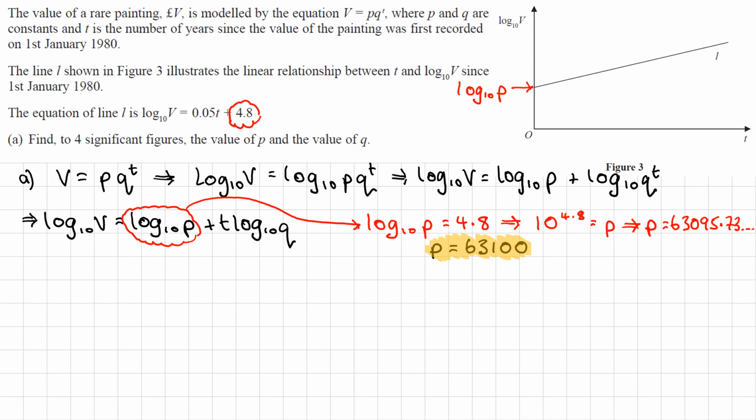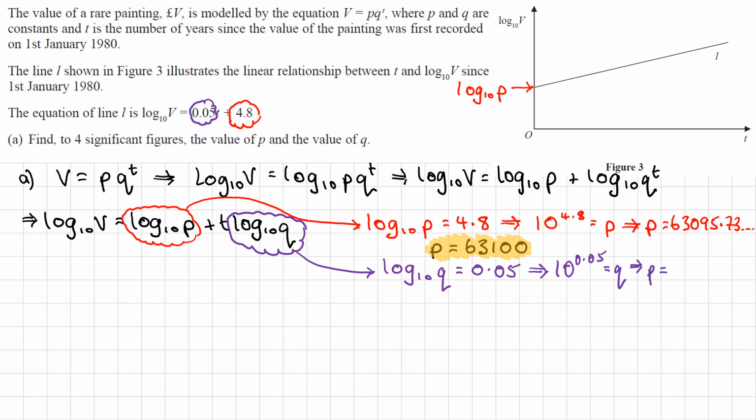We're now going to work out the value of Q, again by matching things up. So let's color code this. So I will have log to the base 10 q, that's the bit that's next to T, and so that matches up with the 0.05. So the next equation that I can write down is that log to the base 10 q is equal to 0.05. So from here, that means that if I do 10 to the power of 0.05, that is equal to Q. So let's put that on a calculator and see what we get.